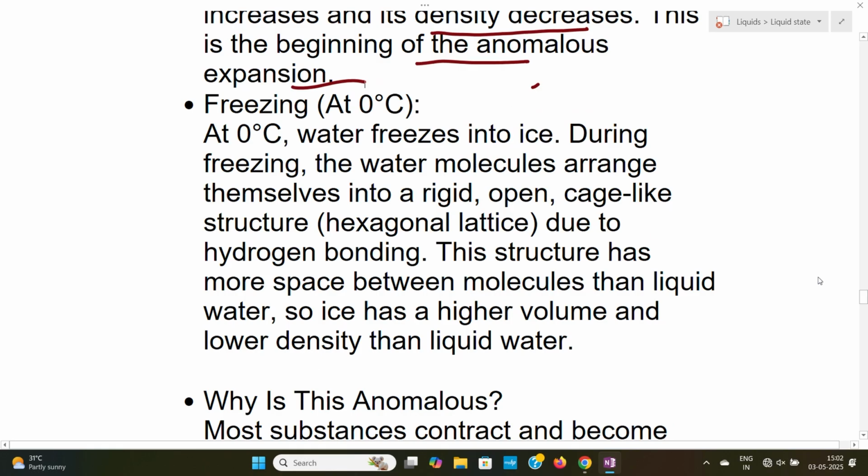Then when freezing occurs, that is at 0 degrees Celsius, water freezes into ice. During freezing, the water molecules arrange themselves into a rigid open cage-like structure, that is the hexagonal lattice, due to hydrogen bonding. And because of this structure, there will be more empty spaces between molecules than the liquid water. So ice has a higher volume and lower density than liquid water.